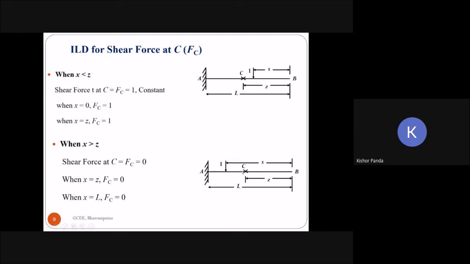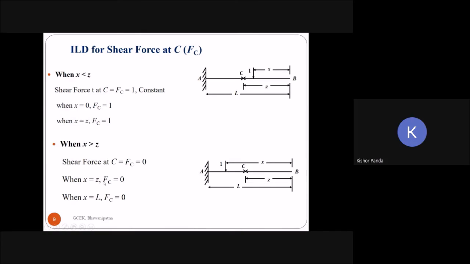Now, when the unit load is present at C, what is the FC value? And when the unit load is present at A, what is the FC value? So when x is equal to Z, shear force is 0. And when x is equal to L, shear force is equal to 0, when the unit load is present between A and C.